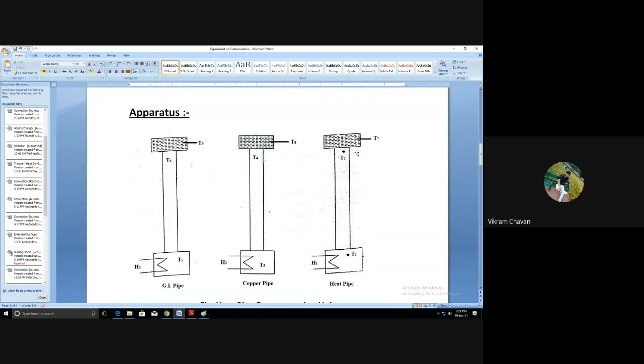The T7 thermocouple will measure the temperature of the water bath for the heat pipe. The T8 thermocouple will measure the temperature of the copper pipe water bath. And the T9 thermocouple will measure the temperature of the water poured in the tank of the GI pipe. These three tanks will act as a heat sink for these pipes.